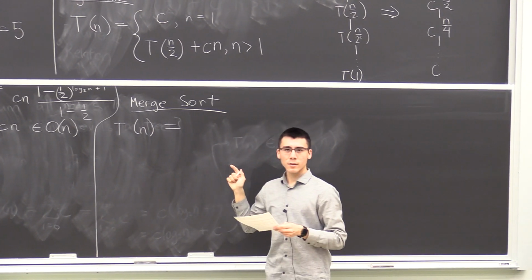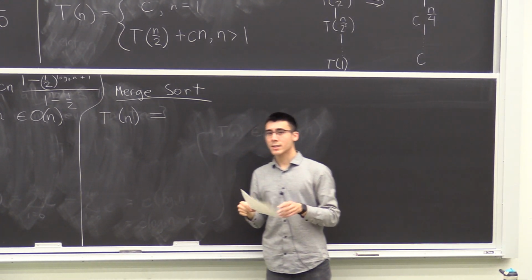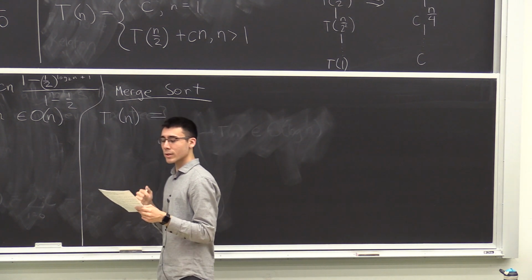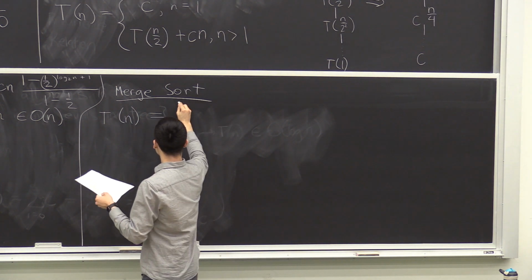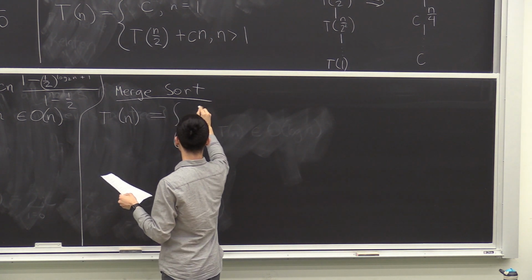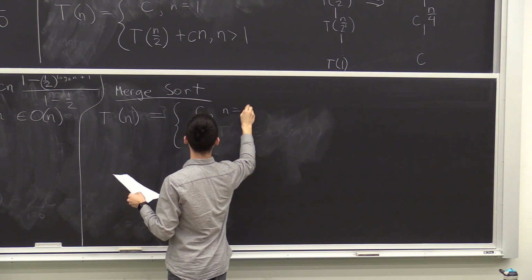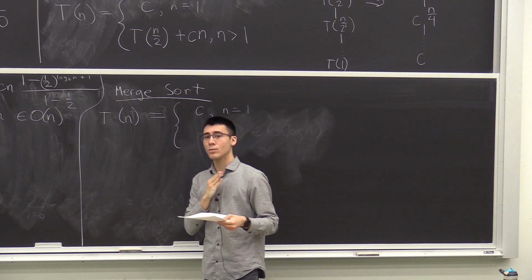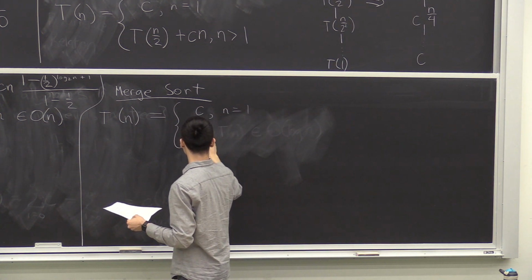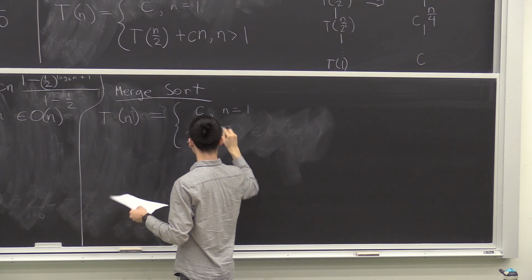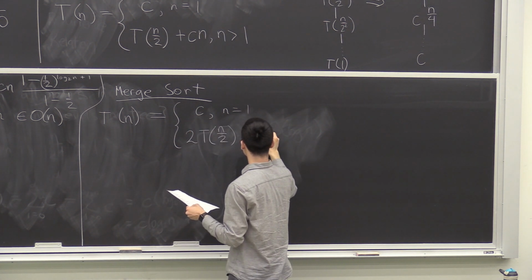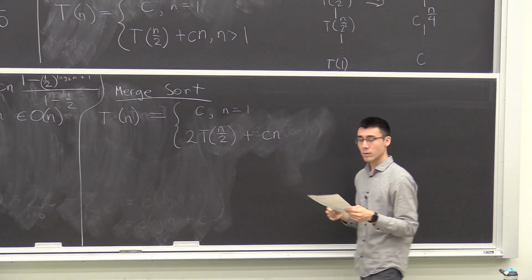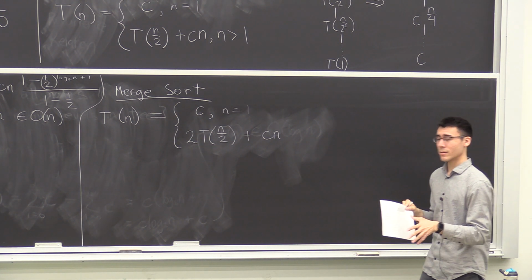like T of n. And remember, merge sort is a lot like binary search, except we look at both halves of the array. And because of that, the recurrence relation is really just going to be almost the exact same, except a little bit more interesting. So we're still going to have our C term if n is equal to 1. But now, instead of just having T of n over 2, we're going to have 2 times T of n over 2 plus a constant number of operations for actually merging the two arrays together.